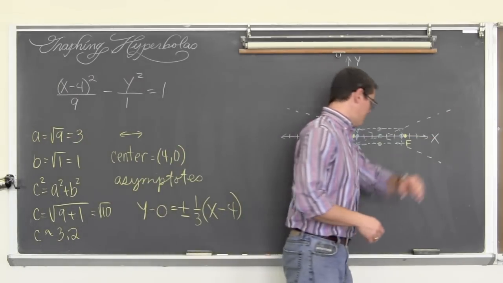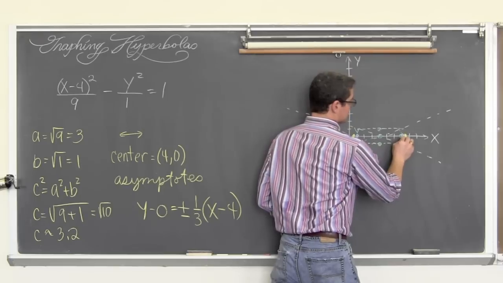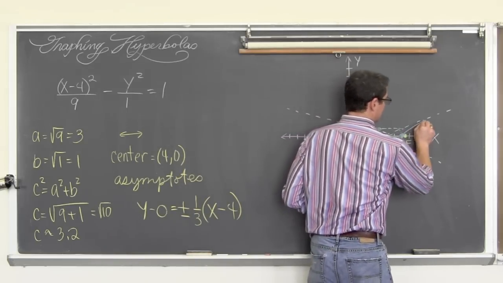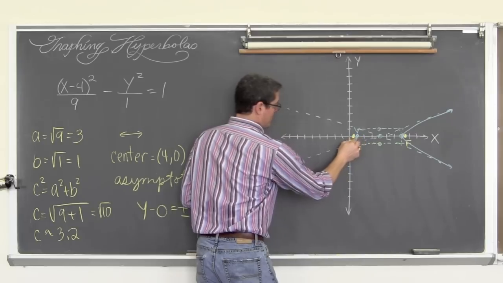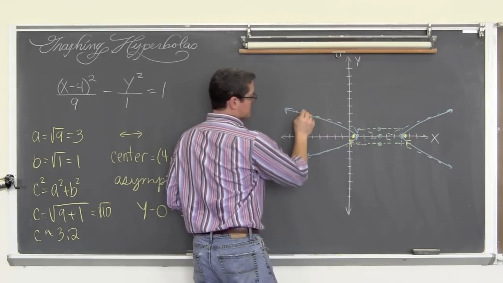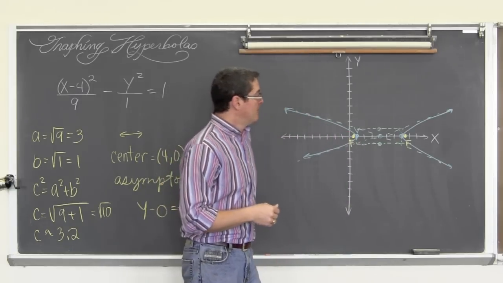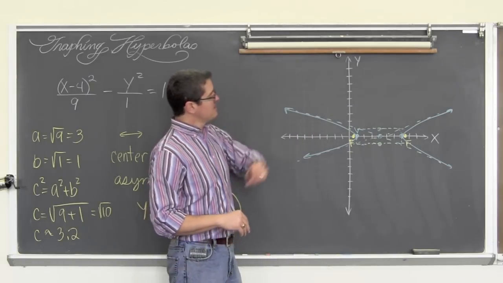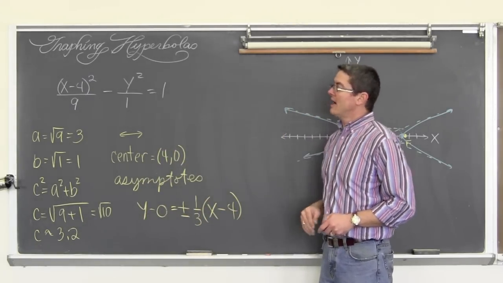So that's going to be our asymptotes. And then finally, our graph is going to pass through the vertices and approach the asymptotes. Do not pull your hyperbola away from your asymptote lines. An asymptote is a line the graph approaches but does not touch. It's not a line the graph pulls away from. So that is the graph of our first example, our horizontal hyperbola.